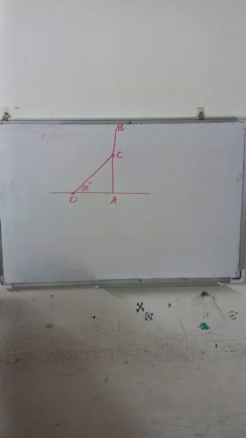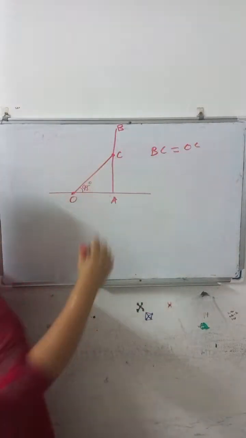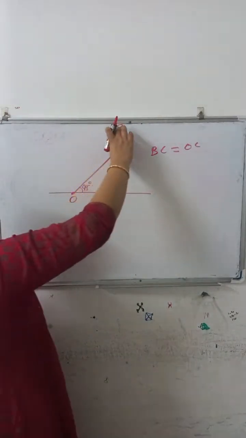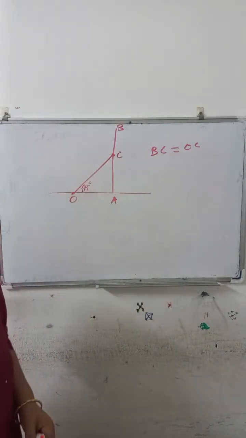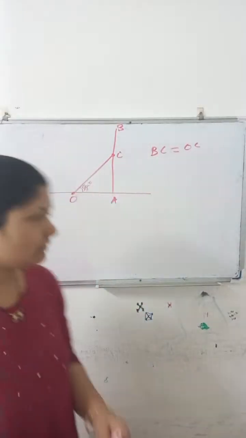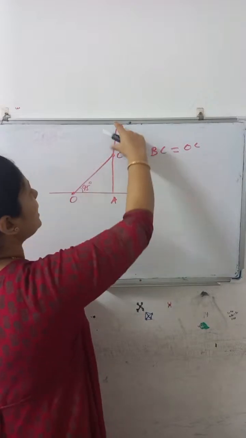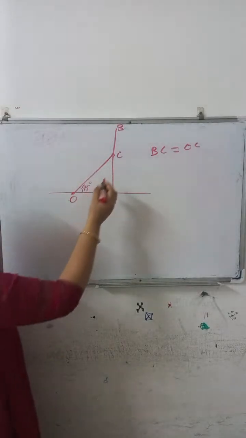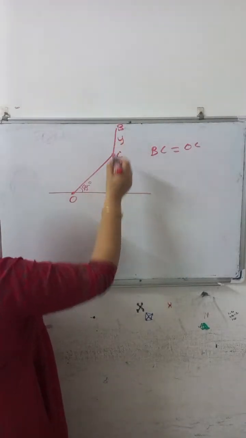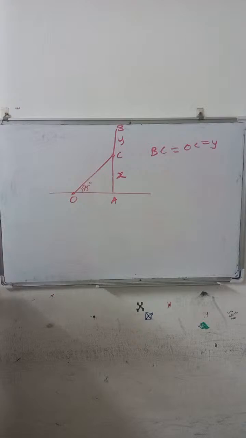So whatever the height of BC is, the same height is OC. Very important. Because BC is a part of the tree, initially this was like this, a big tree, and after breaking, it touches the ground here. So whatever BC is, the same is OC. Can you get up to here? Suppose we take this AC as x, then BC you can take as y. So BC and OC also become y. Can you get this?